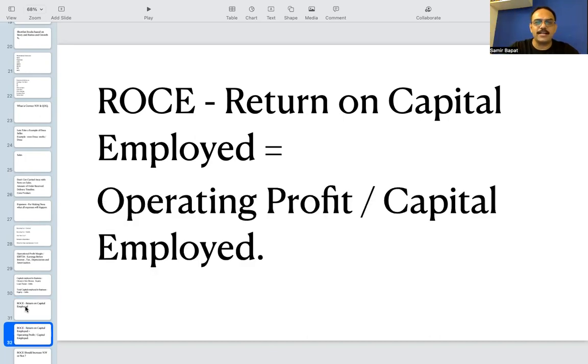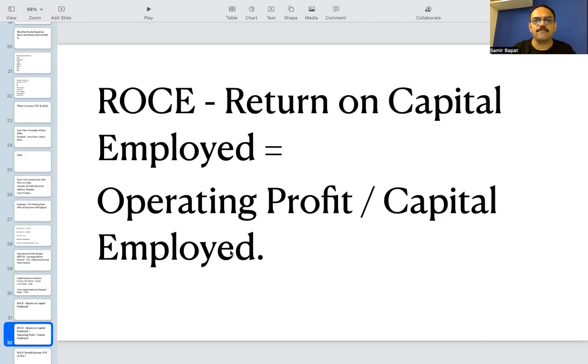How it is calculated: operating profit, which we already know. It's the sales minus the expenditure, before all the interest and depreciation and everything, is operating profit, divided by capital employed. That is how much profit you are able to generate on the entire capital. That is return on capital employed.